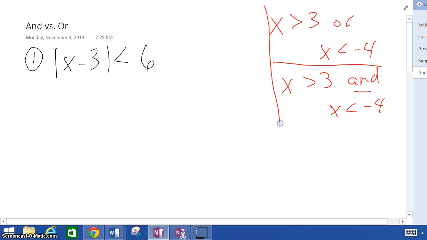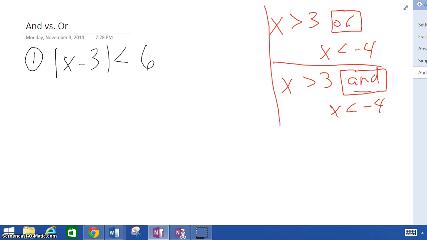So just a reminder, or means only one of the inequalities has to be true. The word and means both inequalities have to be true at the same time. So I want to know all of the numbers that are greater than 3, and at the very same time they have to be less than negative 4. Hopefully you realize that there are no numbers that exist. So this is actually a no solution. There are no numbers that satisfy both of those.